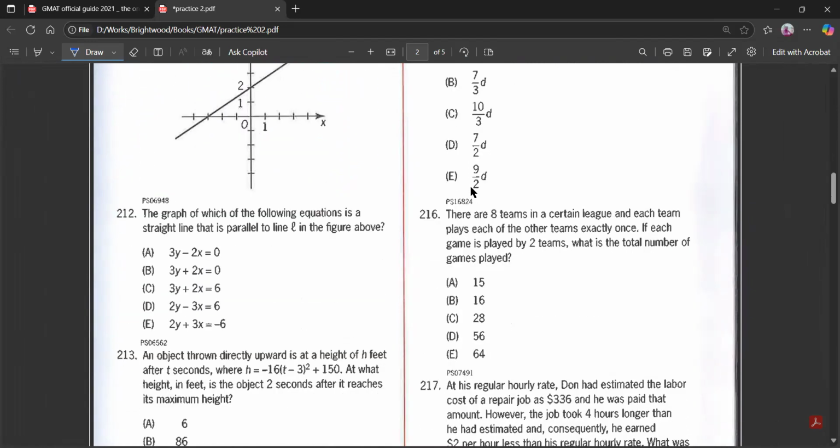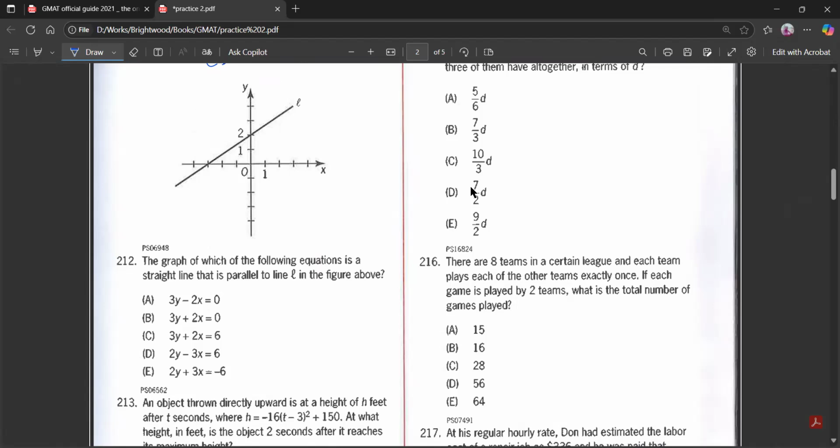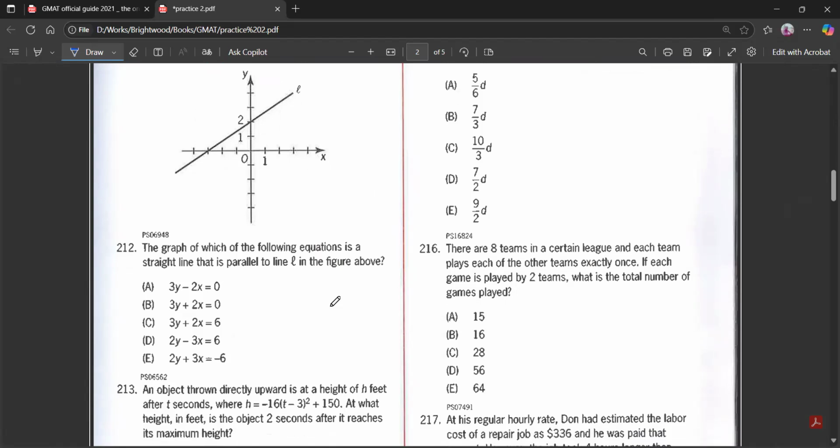Next one, 212. They're asking which of the following equations is the graph of a straight line parallel to line L in the figure above. If it is parallel, you have to know what the gradient is. What should be the gradient and intercept? Do you know how to find the gradient and intercept, like y equals mx plus c? If it is parallel, the gradient is equal. What is the gradient here? This is 0, 2. This is 2, 0. You know these coordinates.